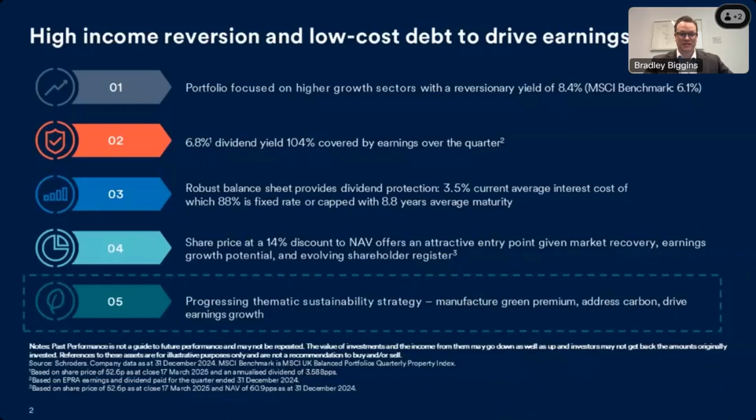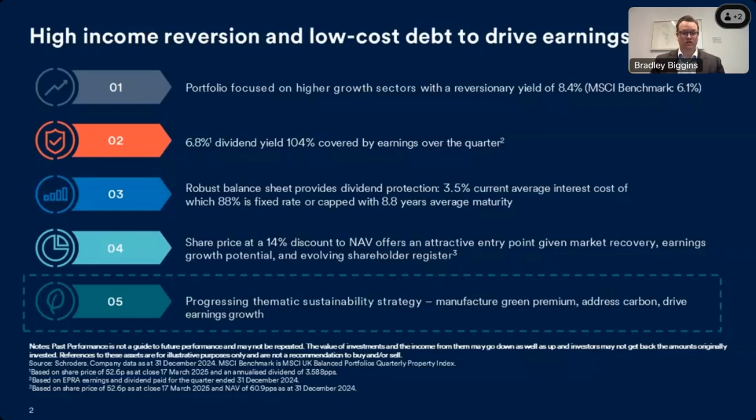With that, I'll dive straight into the first slide, and this is really a summary of why today we think there's a really attractive investment case for SREIT. So we've got an attractive portfolio that's focused on higher growth sectors, which we'll touch on as we go through the presentation. So for example, half the portfolio is in multi-let industrial estates, where we see really interesting supply and demand dynamics, and around 13% of the portfolio is in retail warehouses, where we see a similar story, particularly with changing consumer preferences. And not only do we have those attractive sector allocations, but we've got this really high reversionary yield of 8.4%. And we'll come on to what that means in sort of pound note terms shortly.